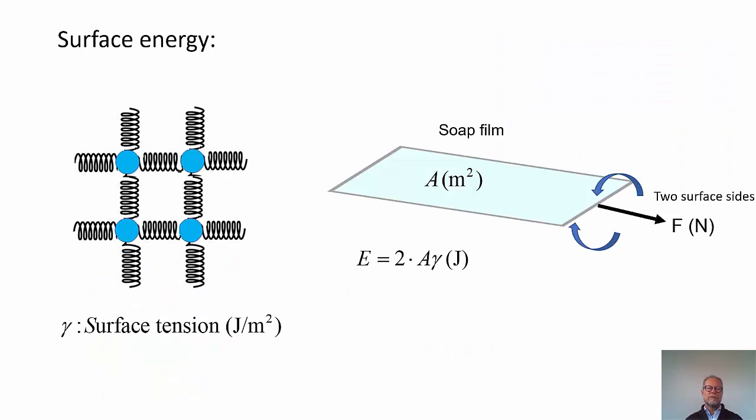We can try to explain it with a membrane of a lot of springs in between the molecules. And of course, depending on how you are stretching this membrane or pushing it together, this will be associated with an energy, a surface energy. We have a surface tension, gamma, which has the unit joule per square meter. So we have the surface energy equal to the area times this surface tension coefficient. And for a soap film like this one, we have two sides. So the surface energy for this soap film is 2 times A times gamma.